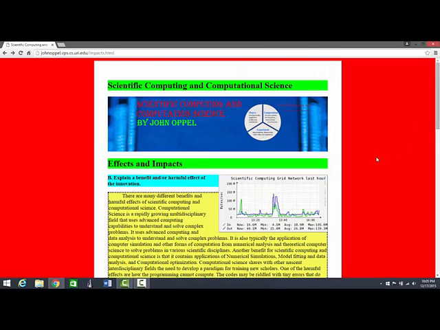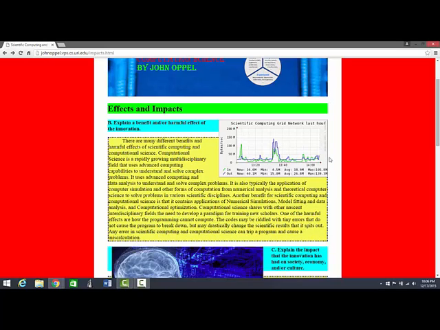The next thing I will be discussing are effects and impacts of computational science and scientific computing. There are many different good benefits for scientific computing and computational science. Computational science uses advanced computing and data analysis to gain a better understanding and to solve complex problems.